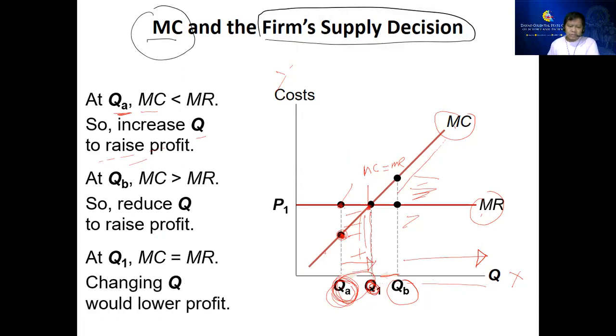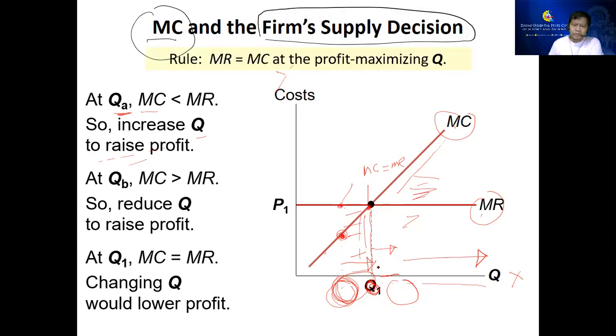Changing the quantity would lower the profit, no? If you increase it, moving this way, then you incur a loss, no? Particularly if you have to increase the production at this portion, so malugi na.